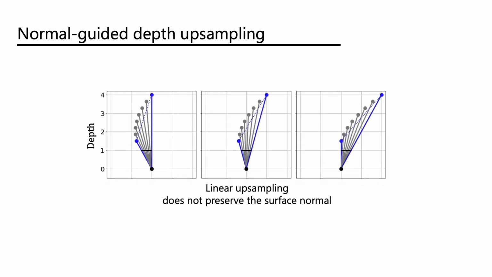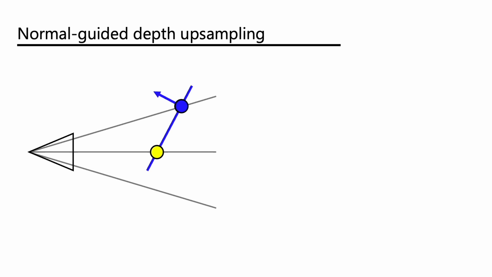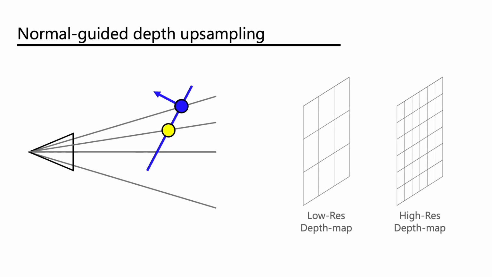After the refinement, the resulting depth map should be upsampled to match the input resolution. However, if we use bilinear upsampling, it will not preserve the surface normal. Our idea is to use the normal guided depth propagation, which was used for coarse resolution depth refinement. The only difference is that now we are propagating to subpixel points. For each pixel in the high resolution depth map, we propagate from its 3x3 coarse resolution neighbors.